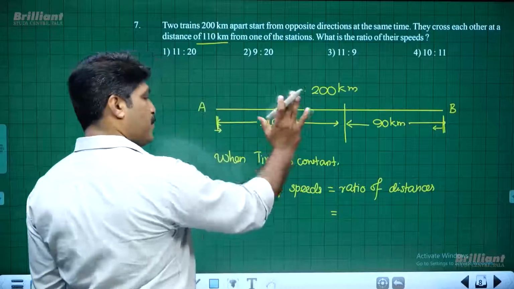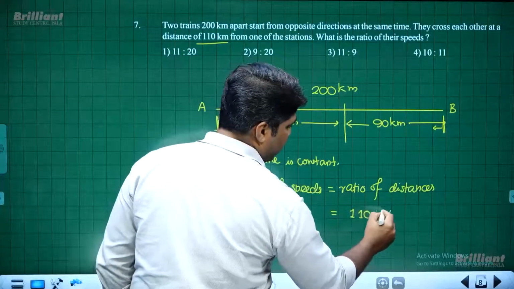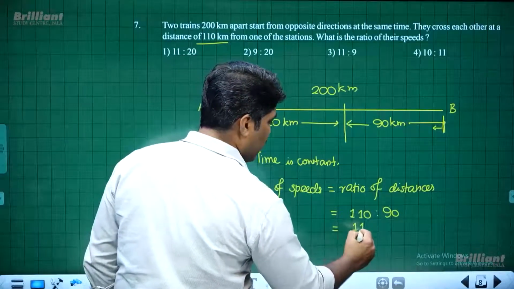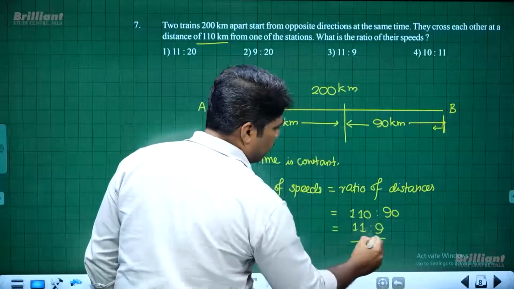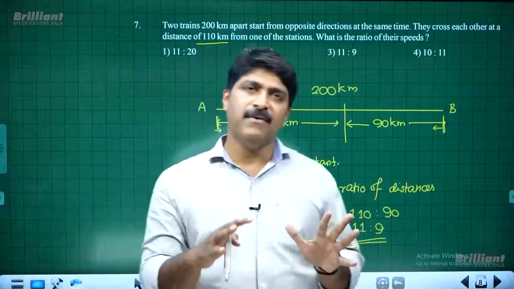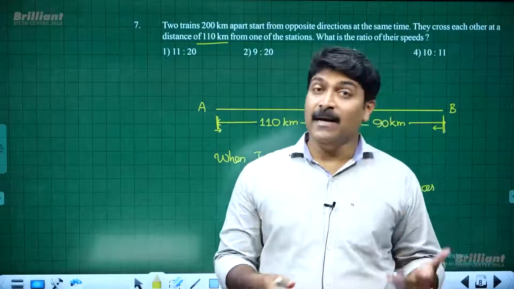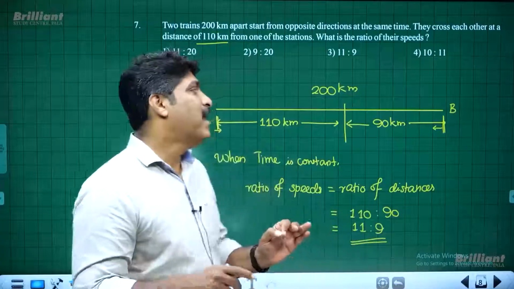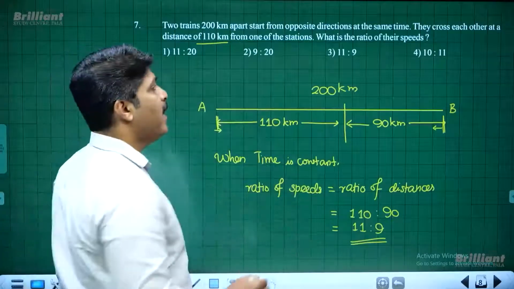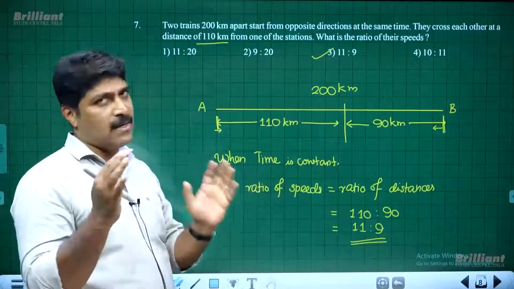Here, the first train covered 110, and the second train covered 90. Or we can simplify it like 11:9. Order doesn't matter because it's not specifically mentioned which train covered 110 and which is the faster train. So it may be either 11:9 or 9:11. Look at the options, which among them satisfies this relationship. Here only option 3. So that's the important point here.